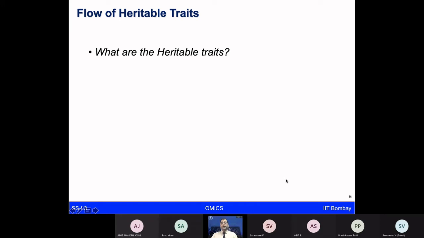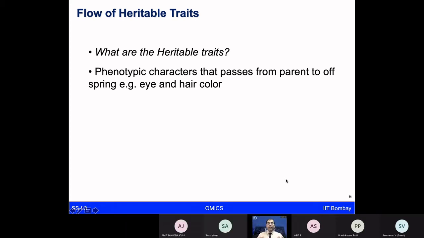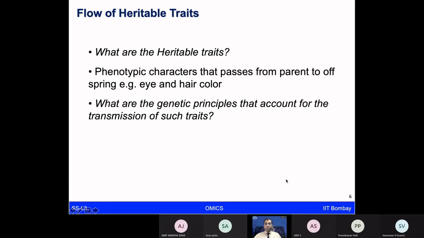So what are the heritable traits? Which properties, which traits are getting transmitted from one to the next generation? Many times you see the eye color from the parents to the child, or the hair color. Some of these are the morphology or the phenotypic characteristics, which we see already, but there is a large number of genetic traits which are heritable from parents to the offsprings, right? And which are the principles which allow these traits to be transmitted?